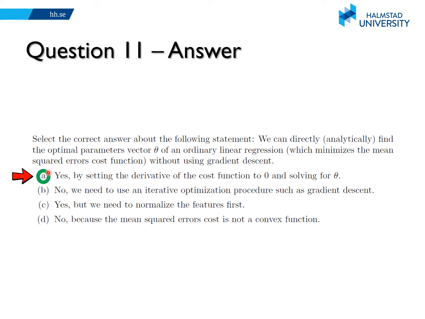The correct answer is A. So yes, we can find the optimal parameters theta for an ordinary linear regression which minimizes the mean squared error cost without using gradient descent. We just use the normal equation. So you can just compute the derivative of this cost function with respect to each parameter theta j, and then set this derivative equal to 0 and solve for theta. Because we know that the derivative is equal to 0 at the minimum of this function.